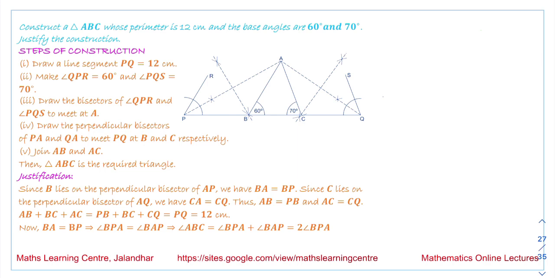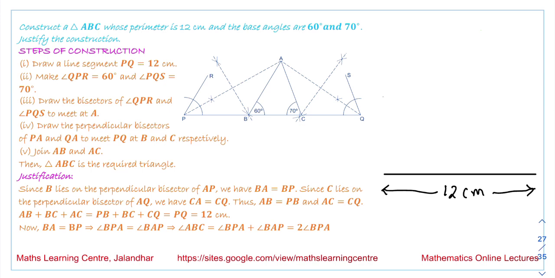Now the next construction is to construct a triangle whose perimeter is 12 centimeters and the base angles are 60 degrees and 70 degrees. Perimeter means the sum of all three sides, which is given to us. So to construct this triangle, we start by drawing a line over here, and the length of this line is 12 centimeters. That is equal to the perimeter of the triangle that we want to draw.